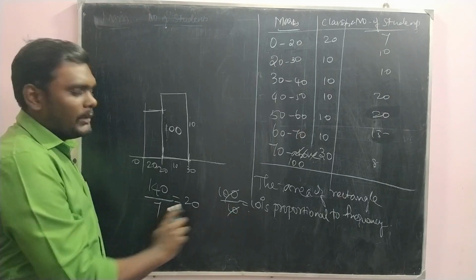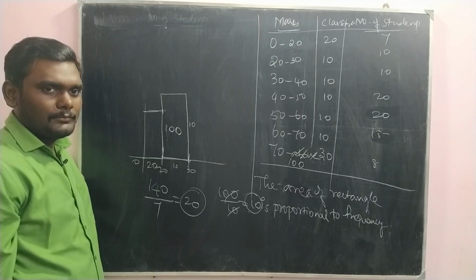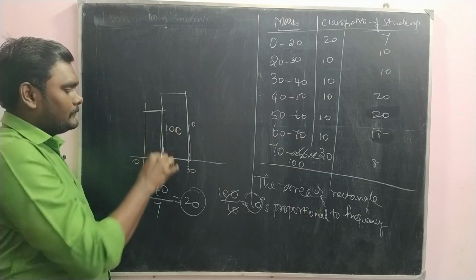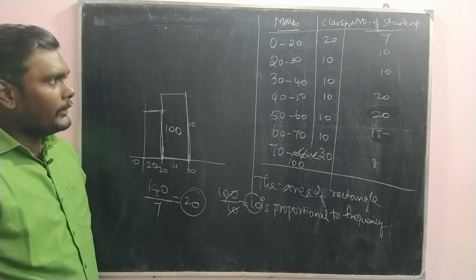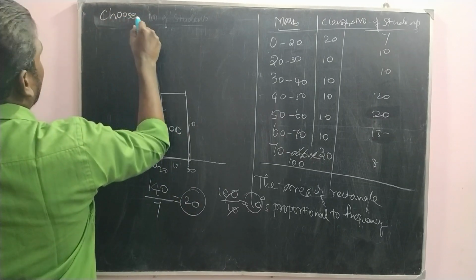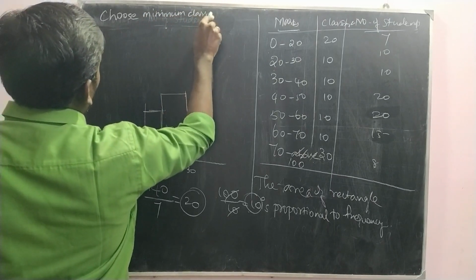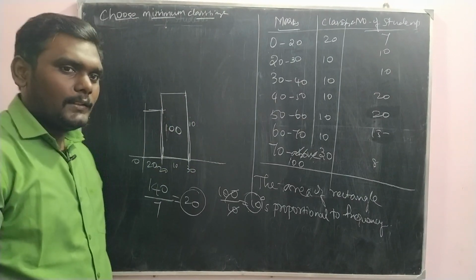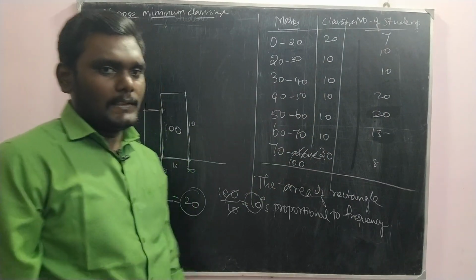So these should be proportional to each other. This ratio should be the same all the time. Here it is not the same. So we have to make sure that this length is adjusted according to the frequency so that this ratio may be equal. How are we going to adjust? For that we should choose the minimum class size, and we are going to convert all the frequencies into new frequencies.